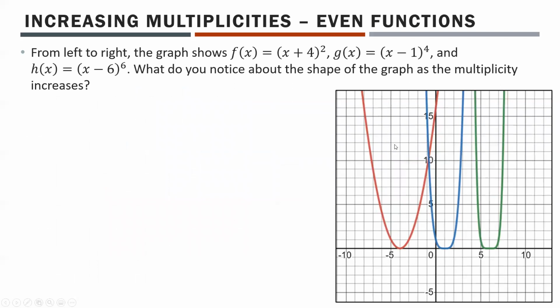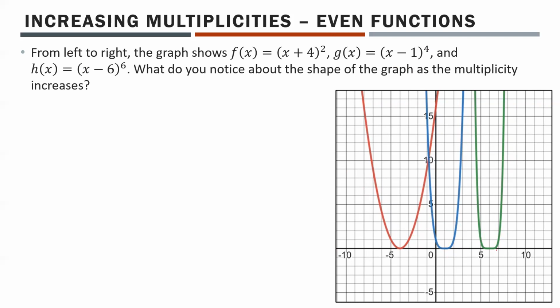So in terms of increasing multiplicities of even functions, from left to right, this graph that we've got here shows f of x is (x plus 4) squared, hence why we have x is negative 4 as a 0. This next one is g of x is (x minus 1) to the power of 4. That's that blue function right here. And then the last one over here is (x minus 6) to the power of 6.